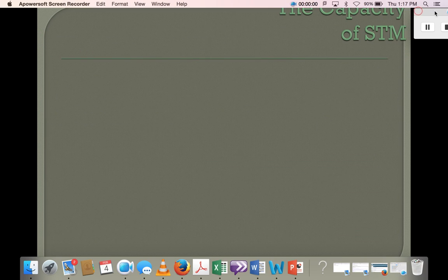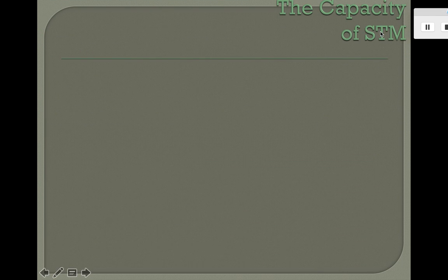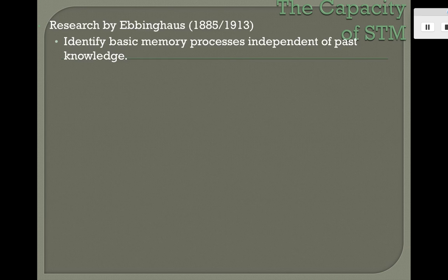So if we look at the research behind the capacity of short-term memory, one of the key figures that was a pioneer in trying to help us understand what the capacity of short-term memory was, and also how that relates to processing of information, was Hermann von Ebbinghaus. Just to reiterate what we've already talked about in some of our previous lectures, Ebbinghaus really wanted to identify the basic memory processes that were completely independent of knowledge.